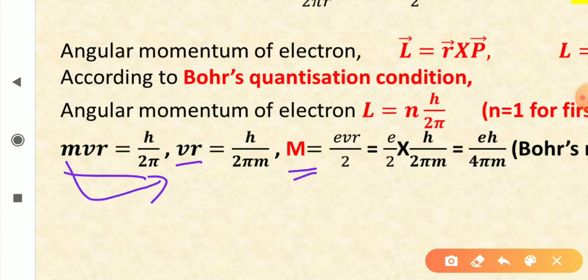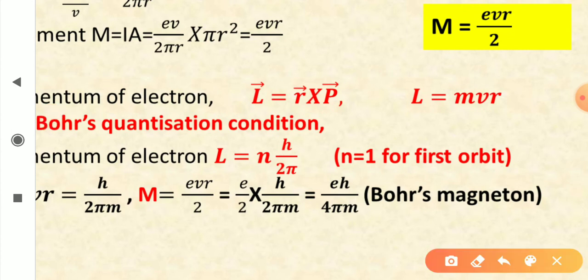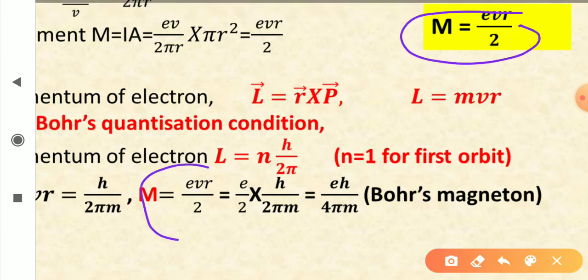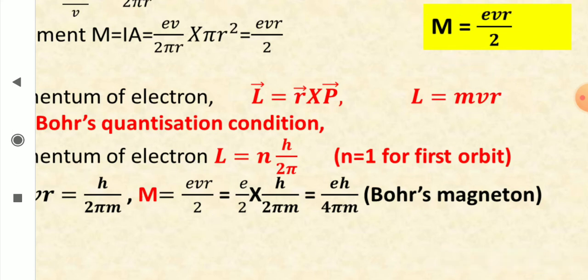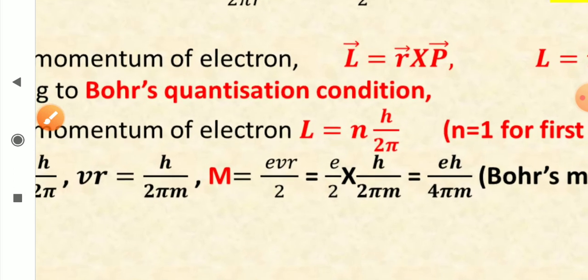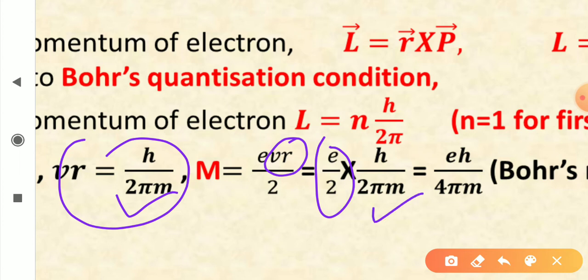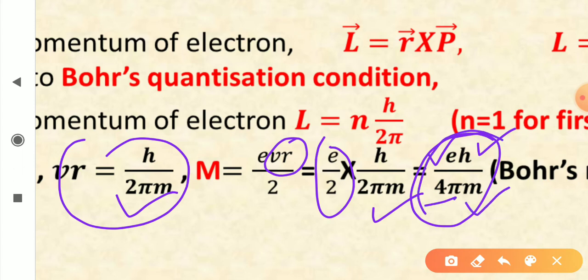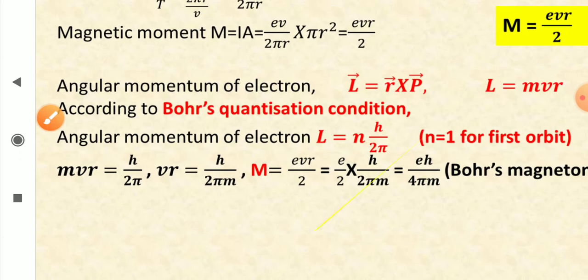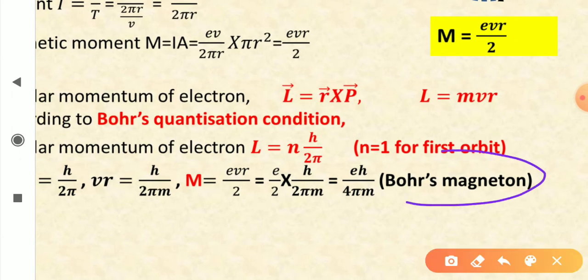And now, magnetic dipole moment is evr upon 2. We just found out. M is evr upon 2. Putting it here, e upon 2, and vr from this relation is h upon 2 pi m, and simplify it, you get eh upon 4 pi m. Now you see, e is charge on electron, h is Planck's constant, 4 pi, and m is mass of electron. So this quantity is a constant, and this constant is called Bohr's magneton.